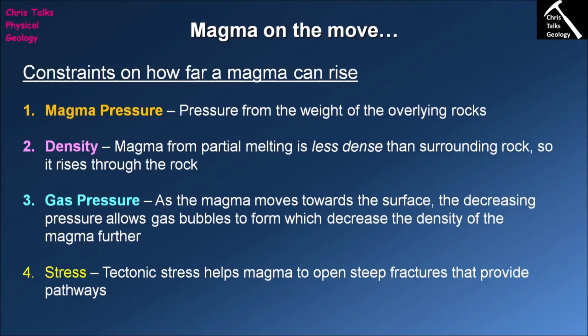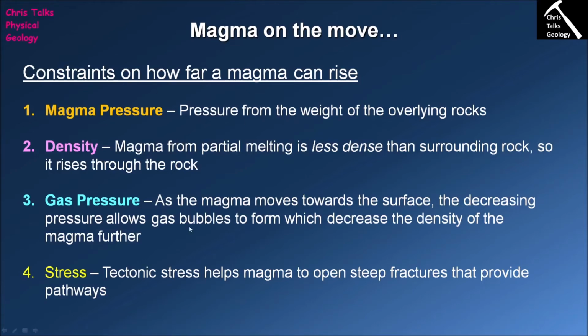Well, as soon as you start forming these bubbles, it's going to cause the density of your magma to decrease. And as we've already discussed, the lower the density, the more efficiently your magma will rise. So the addition of these gas bubbles to your magma is going to help the density of your magma to get lower, and it's going to want to keep going up.